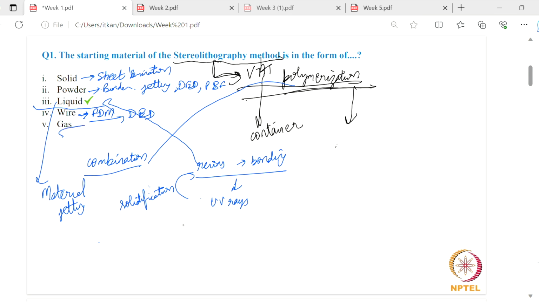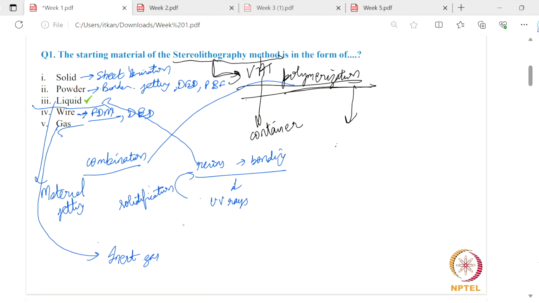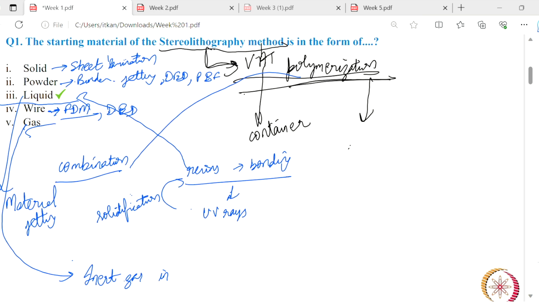So next, what about gas? Now is there any process where we can use gas? So there is no process. But we use inert gas in powder bed fusion. Okay, that we just recently discussed in our class. Inert gas. Okay, so now we will go to the next question.